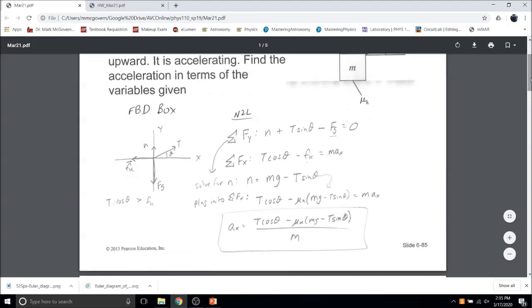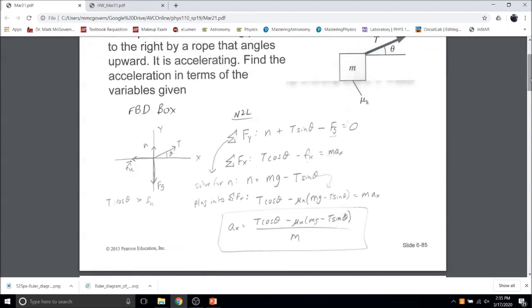All right, start with the free body diagram, right? Free body diagram has gravity down, right? We have normal force up. We have our tension at an angle. We have our kinetic frictional force to the left. Okay. Now that's it. That's four forces. That's all we have here.